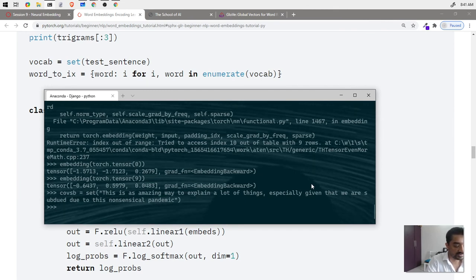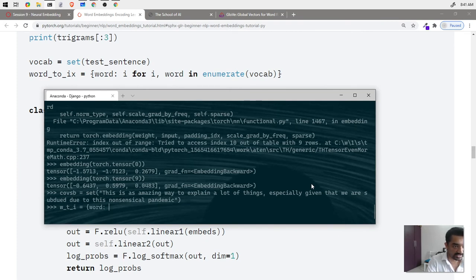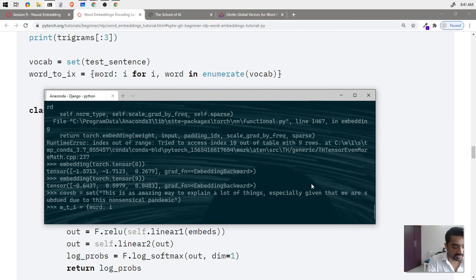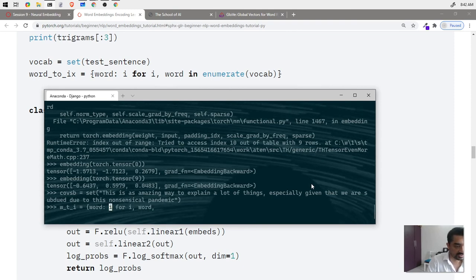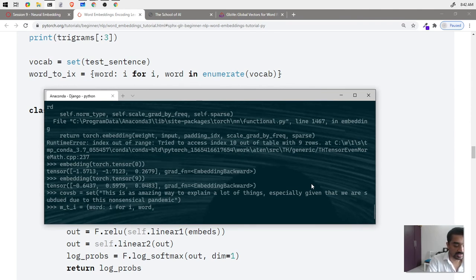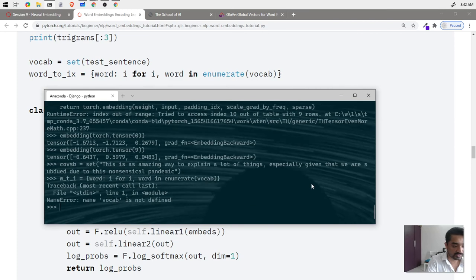Let's say something like this, right? And now we're doing this: WTI equals this. Now, what is word? I'm going to show that now. And what is i? We're going to see that. Okay, so this is what we have: word, i for i, word. So this structure is essentially a dictionary, right? Word and i. What is word? Word is what we're going to get out from the vocab. And for i, word in enumerate vocab. Now I'm going to show you in a moment. Vocab is not defined.